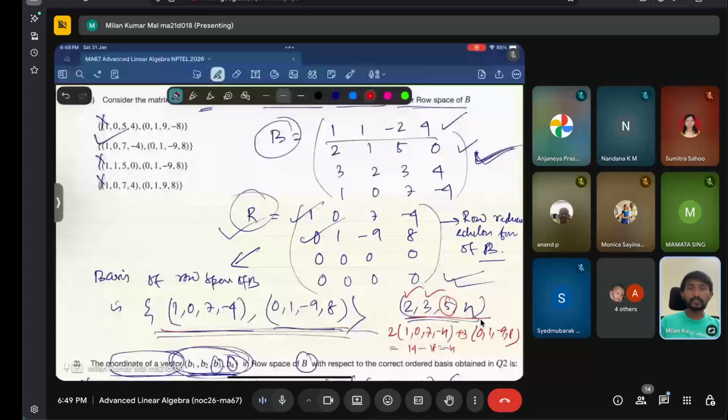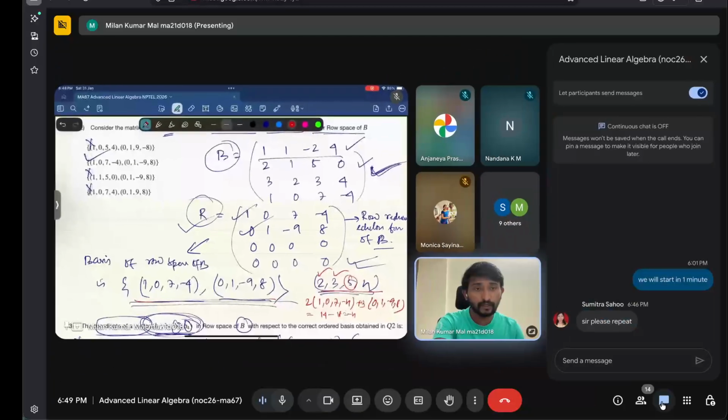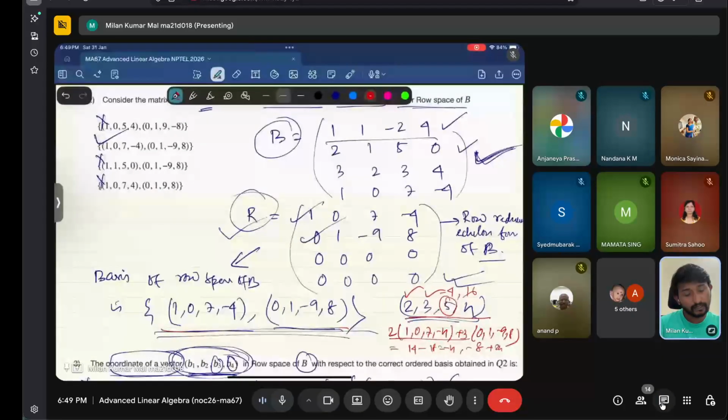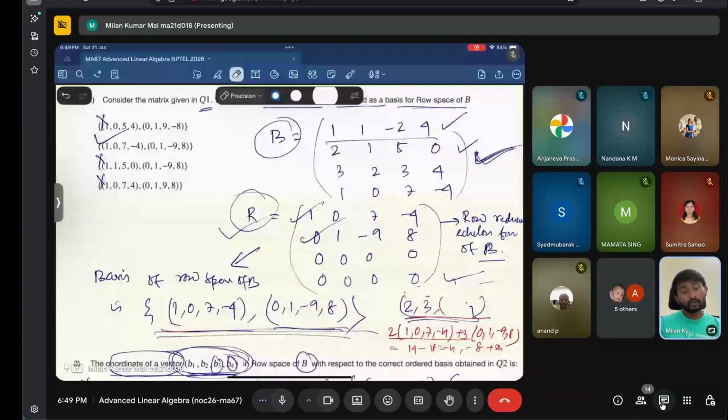Now this is one part which I have discussed a little earlier, this type of question: (2, 3, 5, 4) is not there. That is clear, but (2, 3, -4, 16) is there, because it can be written this way. Now another question: suppose you are given a vector (2, 3, b3, b4), and you are already told that it is in the row space of the matrix B. You don't need to doubt that.